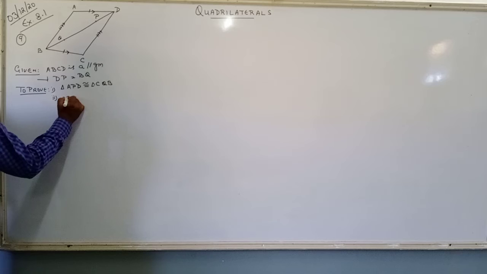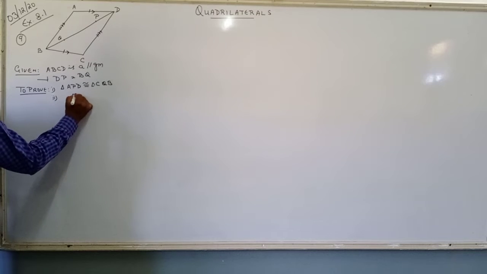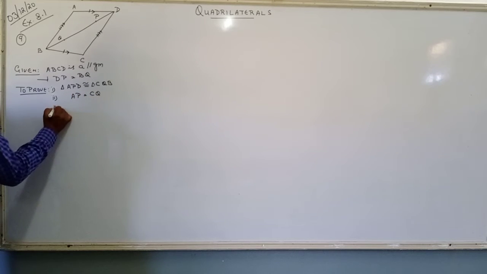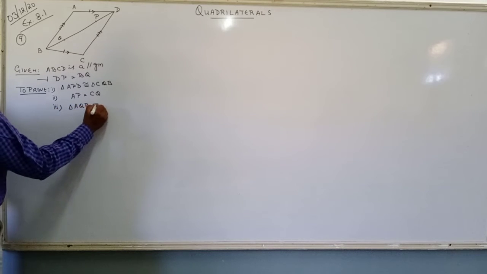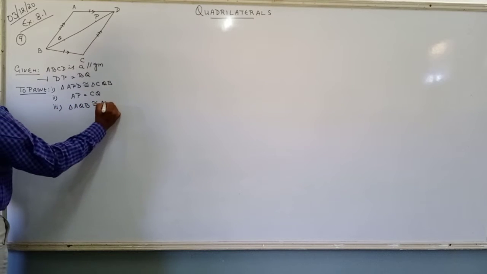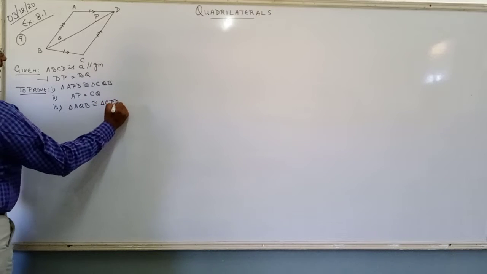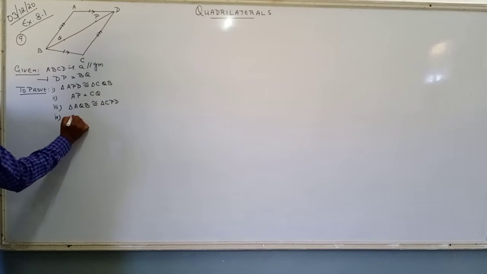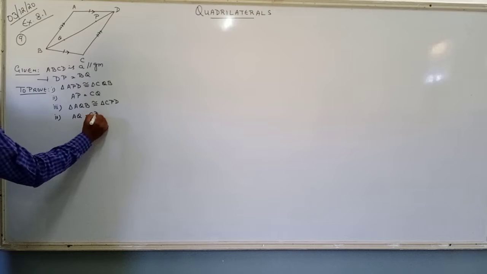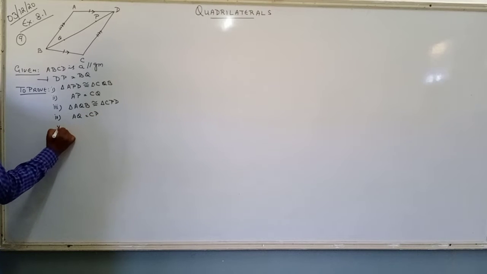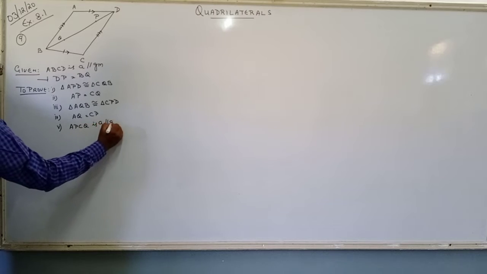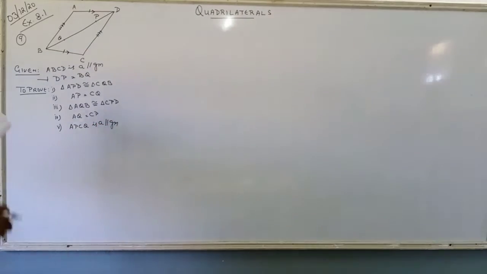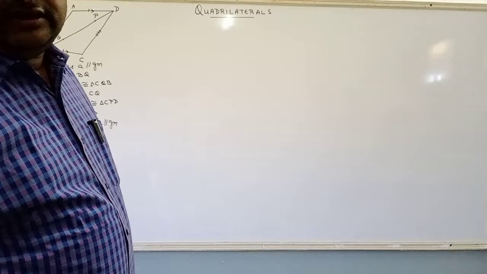Second, AP is equal to CQ. Third, triangle AQB is congruent to triangle CPB. Fourth, AQ is equal to CP. And fifth, APCQ is a parallelogram. These are the things he wants us to prove.